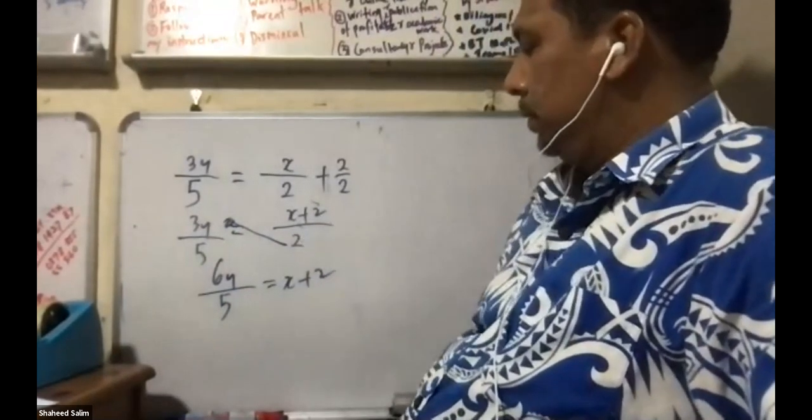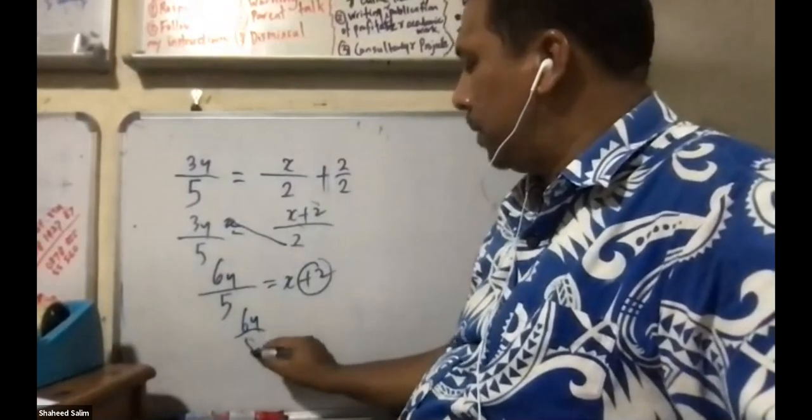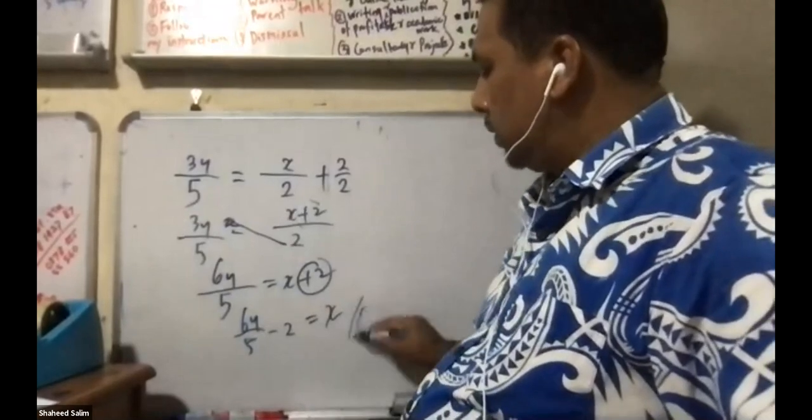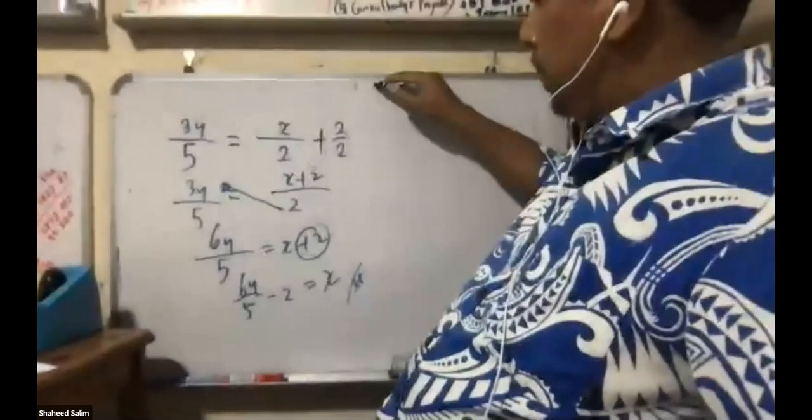Because this one becomes over 1, right? So I bring the plus 2 over there. You have 6y over 5 minus 2. That's your answer, equals to x. Or we do the other method.